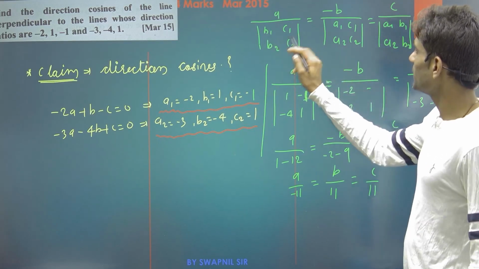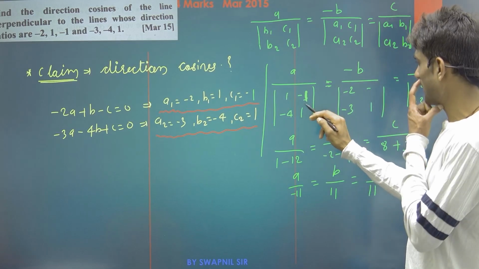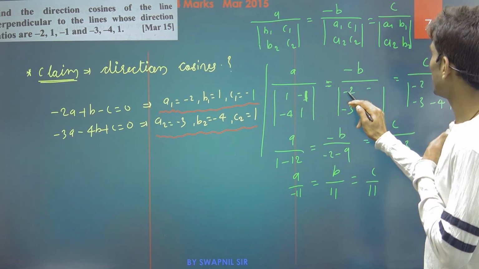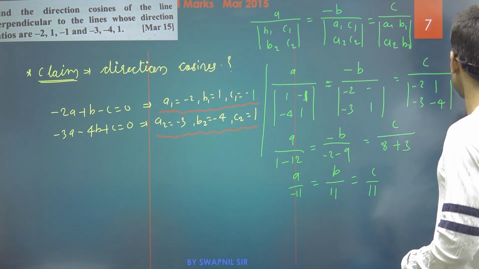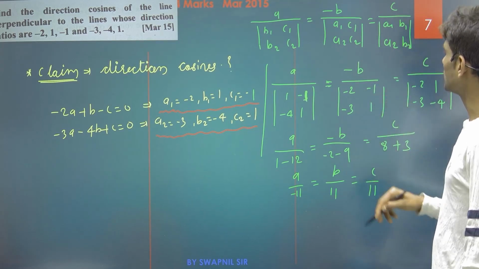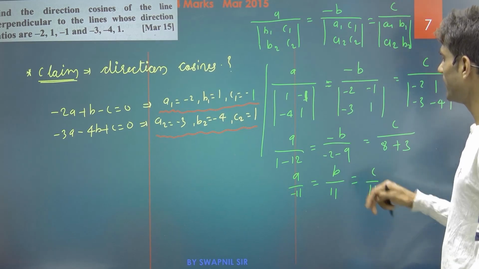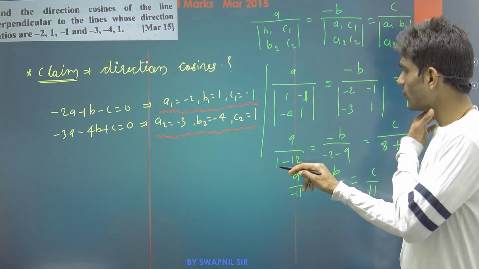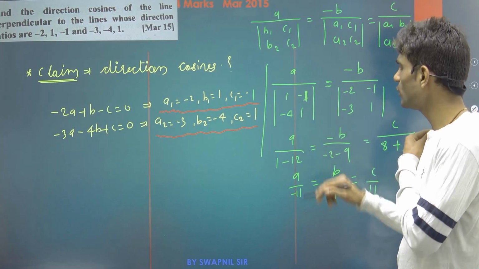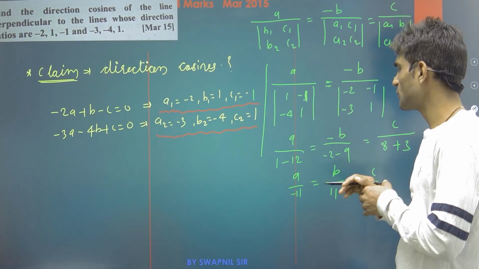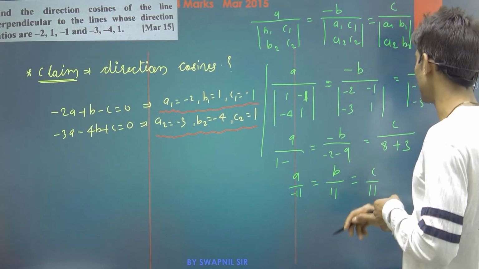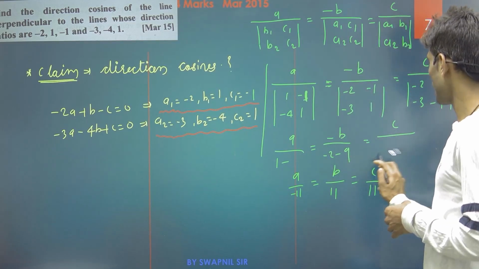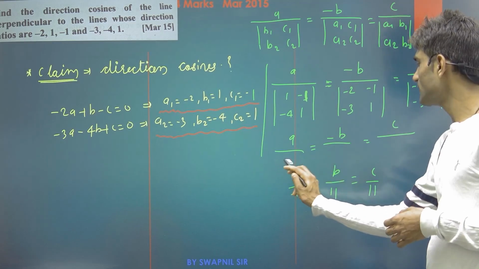B1, c1, b2, c2, a1, c1, a2, c2, a1, b1, a2, b2. Only these two values need to be replaced: minus 2, minus 1. Then go for finding the determinant. So 1 into 1 remains 1. So minus 4 into minus 1 goes to positive 4. So the value for our determinant will change here. Let me write these values again.